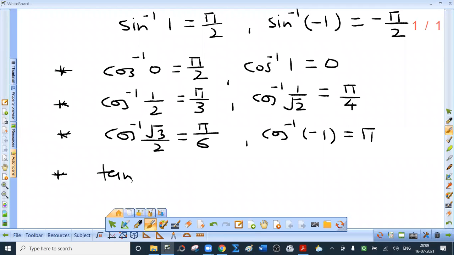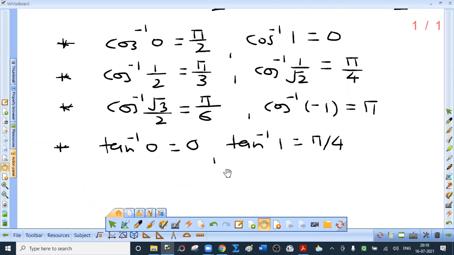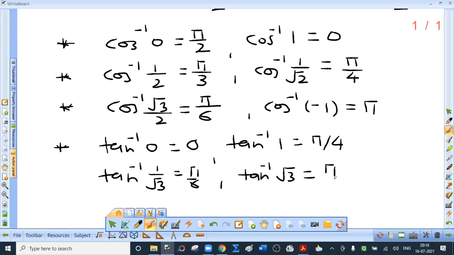Tan inverse of 0 equal to 0. Tan inverse of 1 is pi by 4. Why? Because tan 45 degrees is 1. Simple. Then tan inverse of 1 upon root 3, tan 30 degree, so pi by 6. Then tan inverse root 3, tan 60 degree is root 3, so pi by 3.